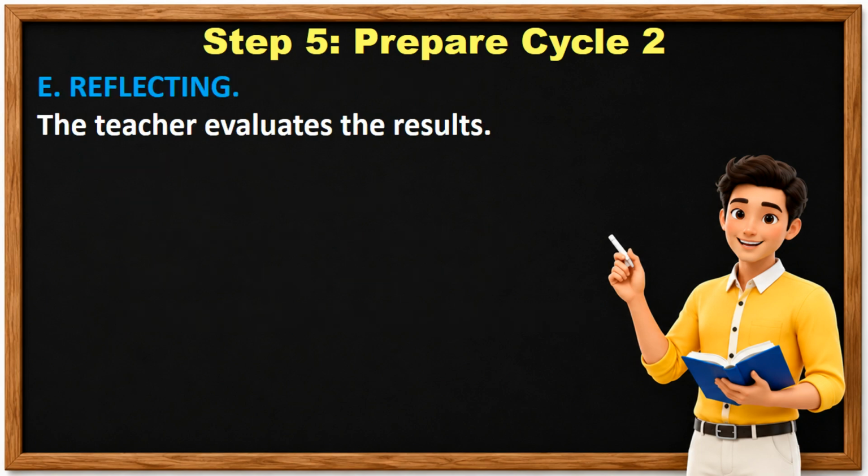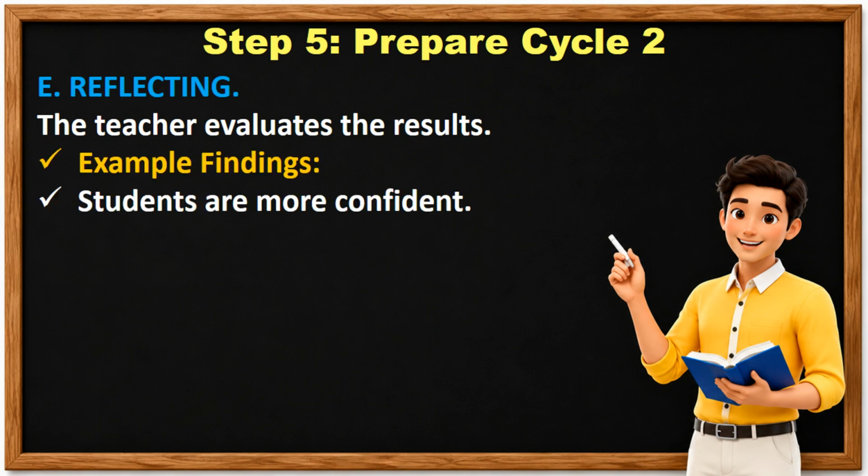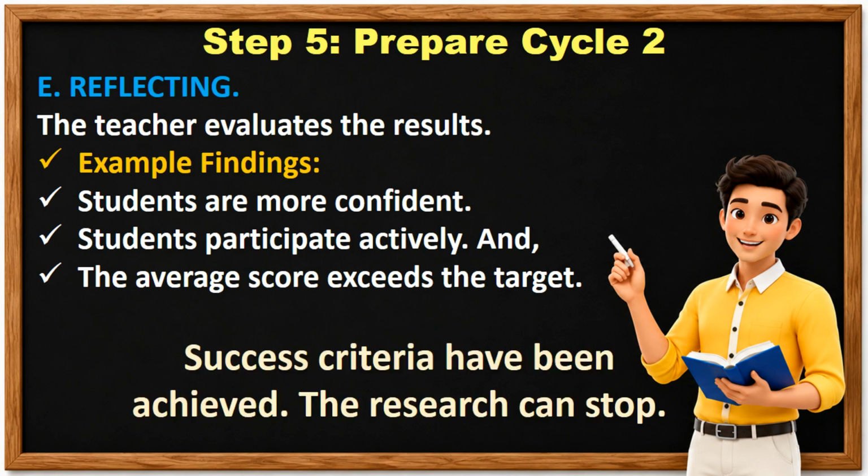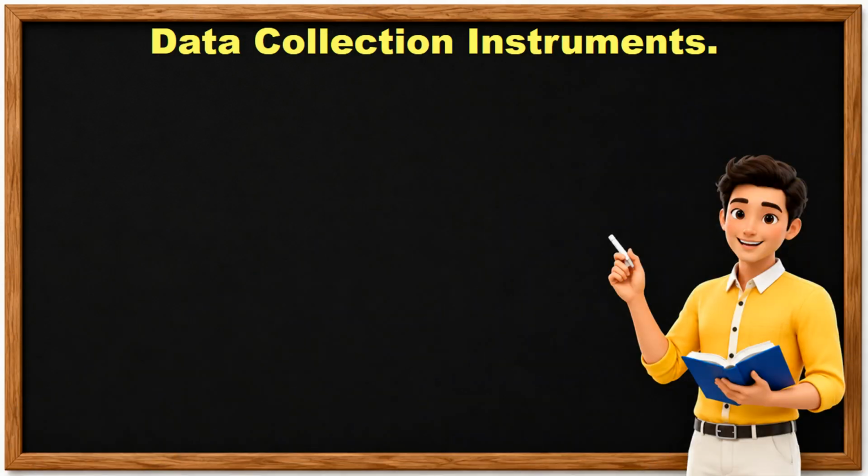E. Reflecting. The teacher evaluates the results. Findings: 1. Students are more confident. 2. Students participate actively. And 3. The average score exceeds the target. Success criteria have been achieved. The research can stop.